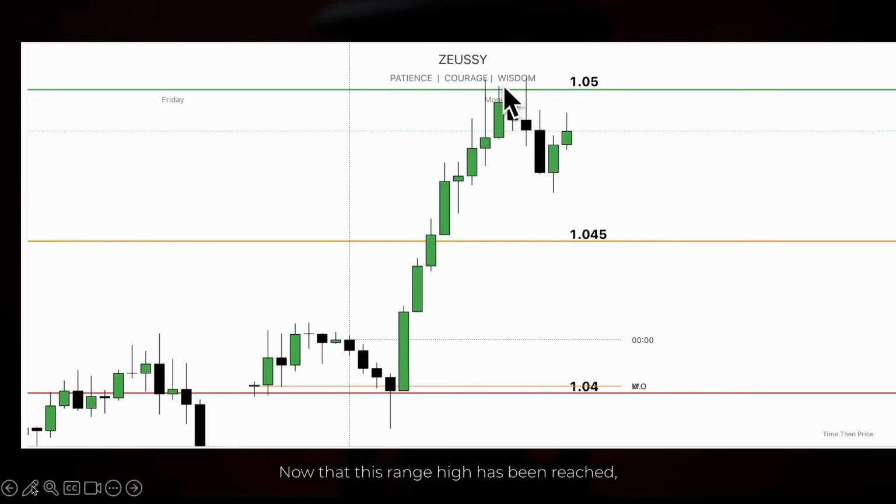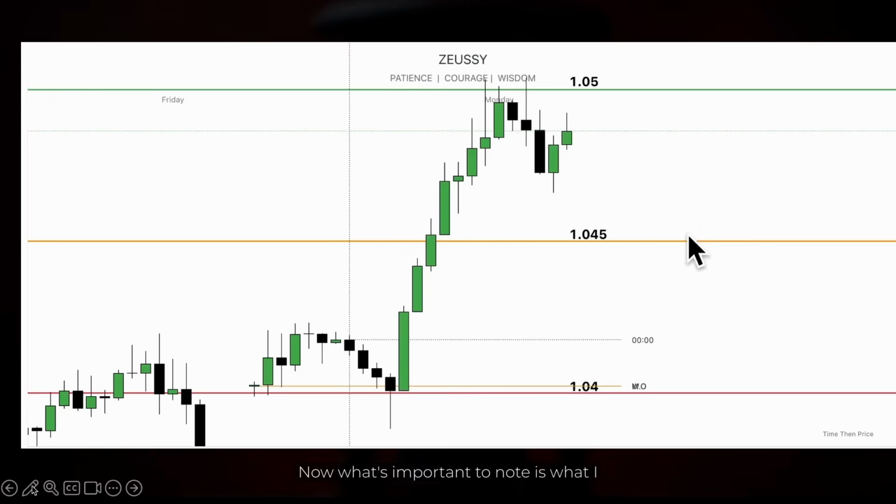Now that this range high has been reached, we must monitor the reaction to this level. If the market is going to displace through this level and utilize it as support in price, then we can anticipate that we're going to enter the next range. However, if the market is going to reject this level, then we're likely going to go back and forth inside of this range between 105 and 104.